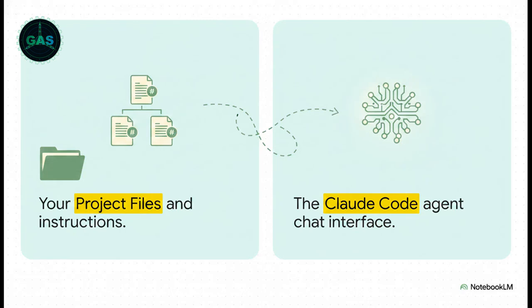Now, the environment itself is brilliantly straightforward. It's a beautifully simple split. Your project files, your folders, and your instructions all live over on the left side, and your conversational AI agent lives on the right side. You basically just chat with the agent on the right, tell it exactly what you want to achieve, and then watch as it magically writes the code and organizes the files over on the left. It completely removes all that overwhelming complexity you usually get with traditional coding interfaces.